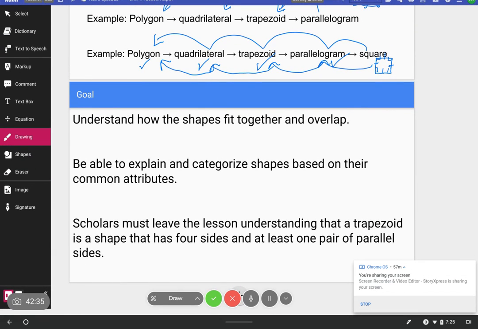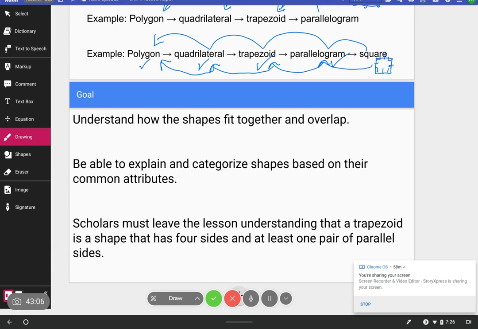Our final goals here were to understand how shapes fit together and overlap. So as we can see, shapes share attributes and classifications. Scholars must be able to explain and categorize shapes on their common attributes. So are all these shapes parallelograms? Are all these shapes quadrilaterals? We need to be able to explain and categorize shapes. And we use the common attributes to do that.